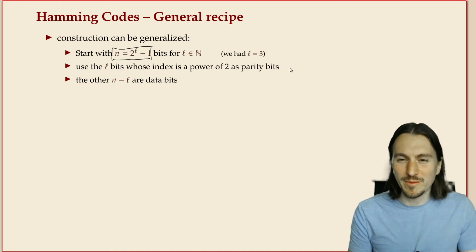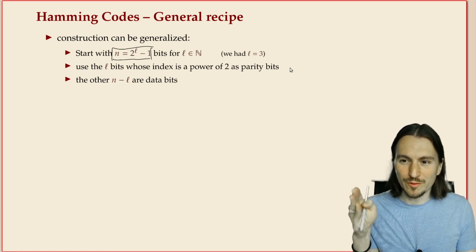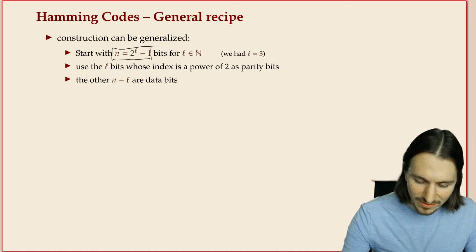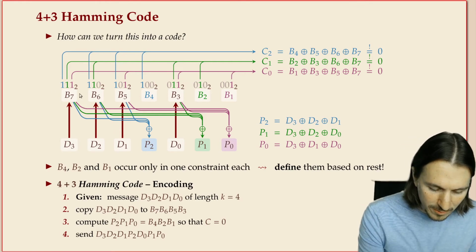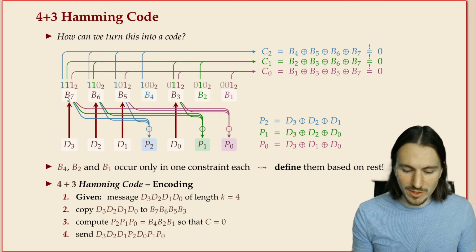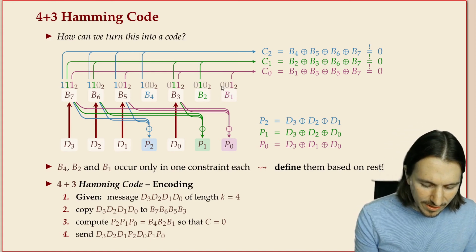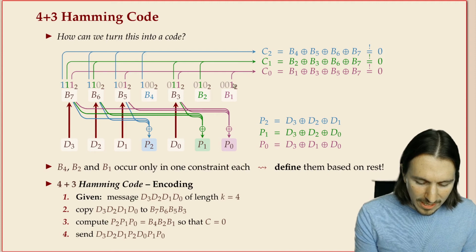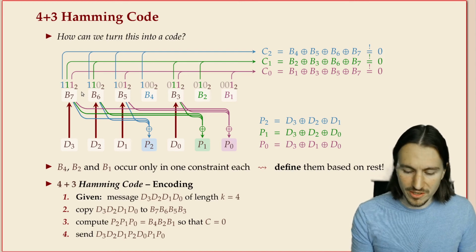you take this binary representation of every index in your block, and for every position in the binary representation, you have 1 checking bit. So just to make this very clear, let's go back to this picture again. If we have 7 bits in total, I can represent all those numbers with 3 bits in binary, or 3 digits in binary. And that means I have 3 checking constraints, 3 checking bits. And the last one takes the last bit in the binary representation. Whenever that is a 1, I include that bit into my constraint.